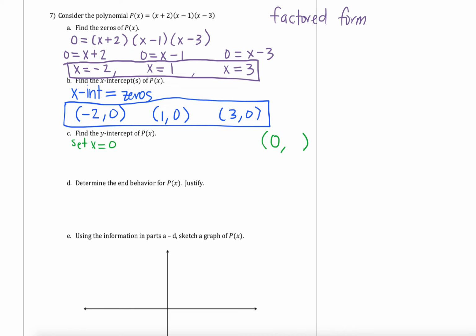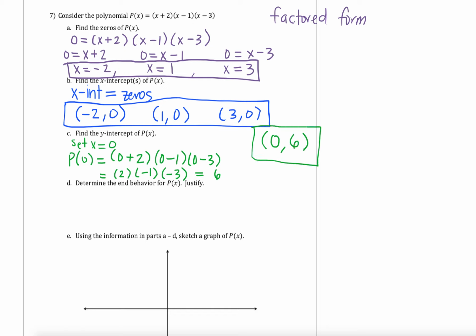So if I set x to 0, then I'm finding really what p of 0 is equal to, which would be 0 plus 2 times 0 minus 1 times 0 minus 3, which if we simplify that down is the same thing as 2 times negative 1 times negative 3, which when we multiply that out is going to give us a positive 6. So that means that our y-intercept is at 0, 6.